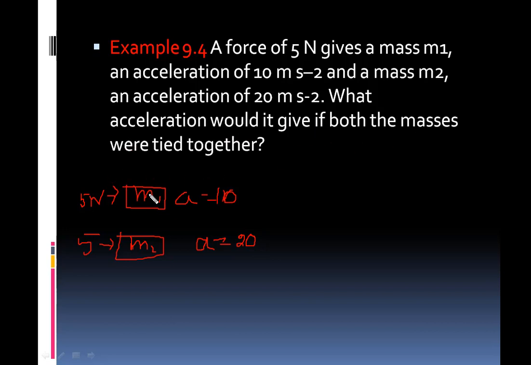If you combine these two masses, m1 plus m2, and if you apply the force, what is the force? 5 Newton. Then what will be the acceleration of the combined mass?